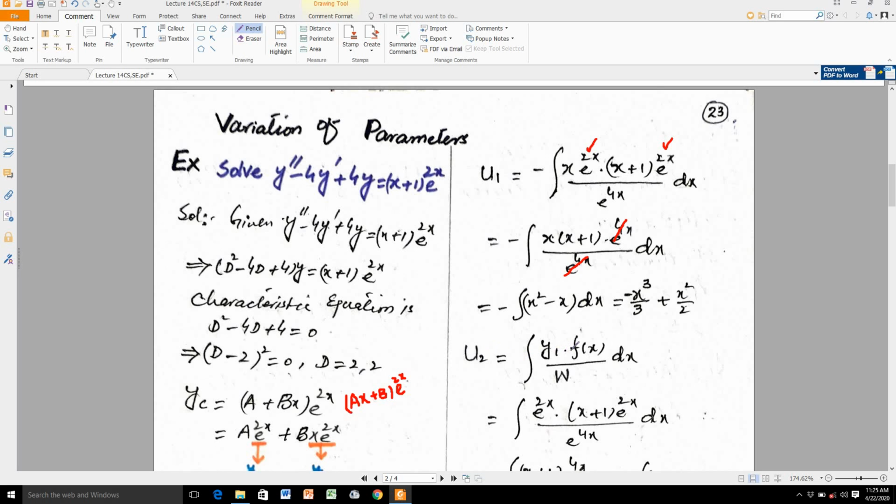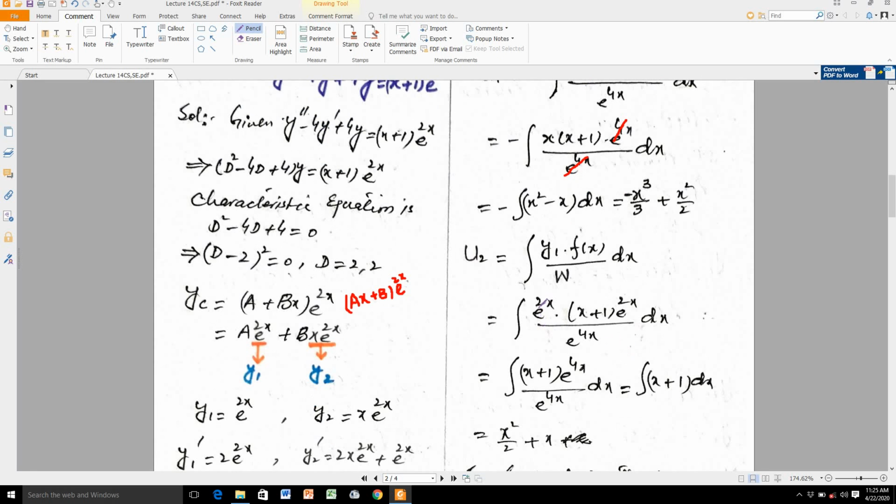That is u2 is equal to integral of y1 f of x divided by w into dx. Here I substitute the value of y1, which is e raised to the power 2x. Then the value of the forcing function, that is x plus 1 into e raised to the power 2x, divided by e raised to the power 4x. Here again I simplify this.